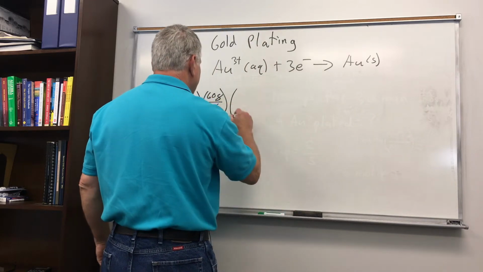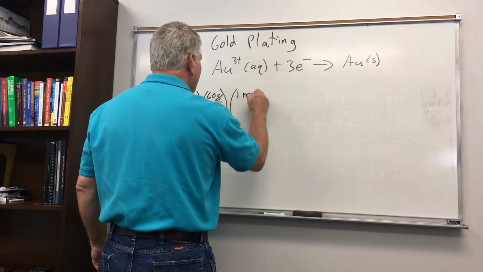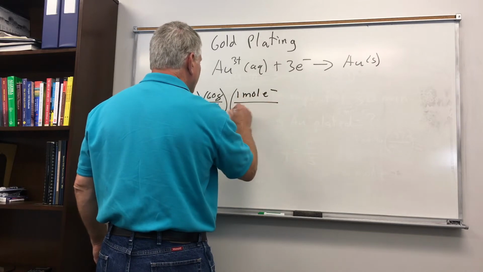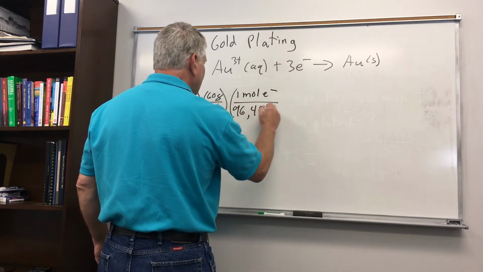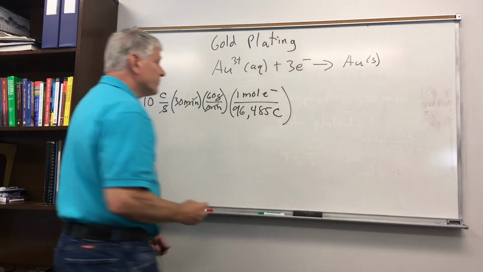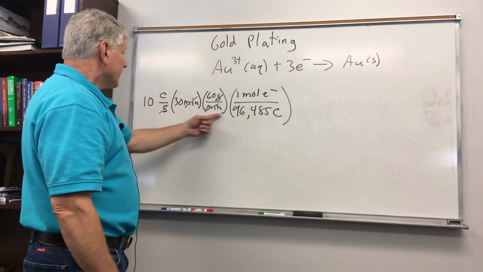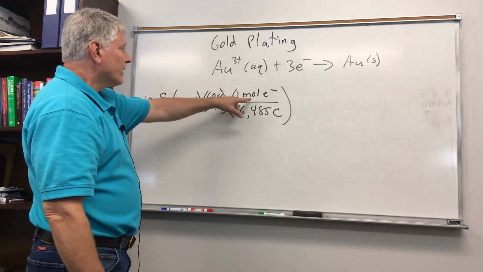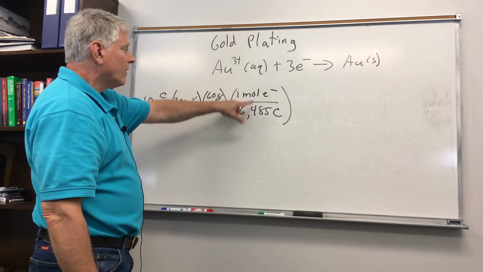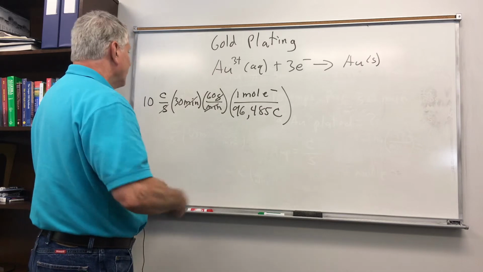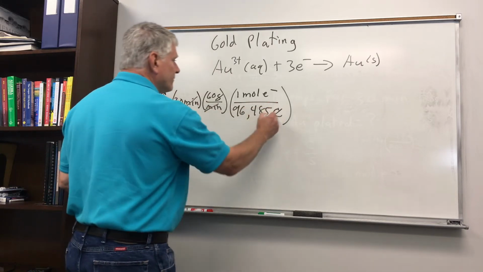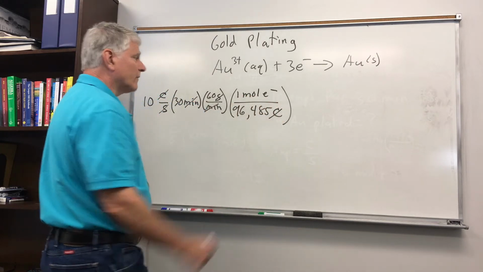So now Faraday's constant will have 1 mole of electrons per 96,485 coulombs of charge. So we have a particular number of electrons here. We're going to convert that to moles of electrons. And so now coulombs has canceled, and we've got moles of electrons.